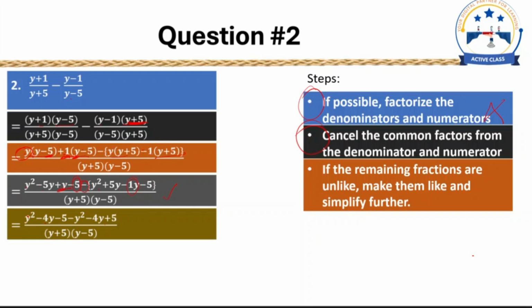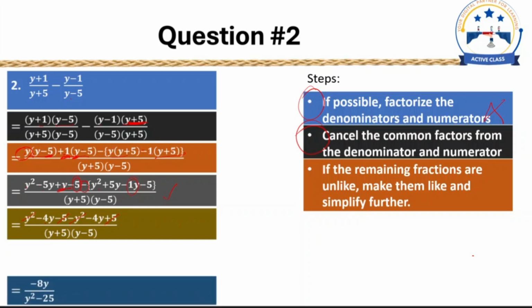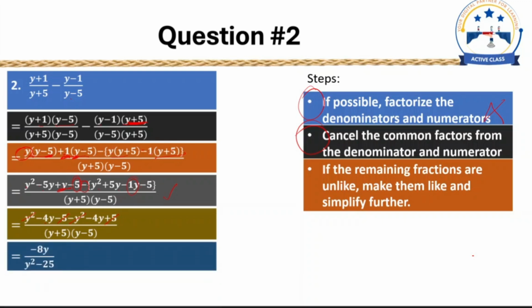Now what happens in the next step is this plus y square and minus y square becomes 0. Minus 4y becomes minus 8y. Minus 5 and plus 5 becomes 0. So finally, we'll get minus 8y divided by y square minus 25. Again, we have got a negative symbol in the numerator.